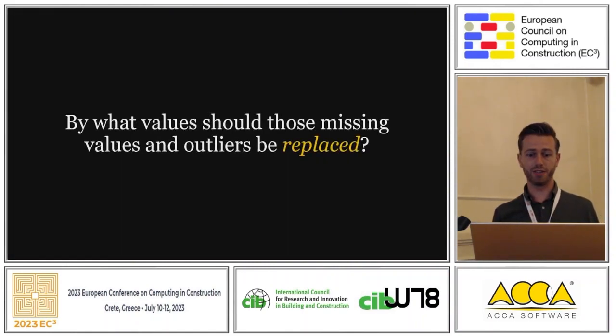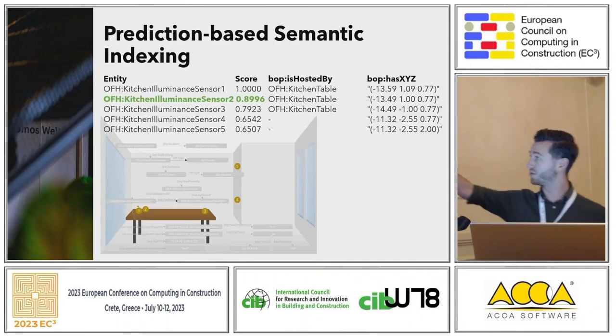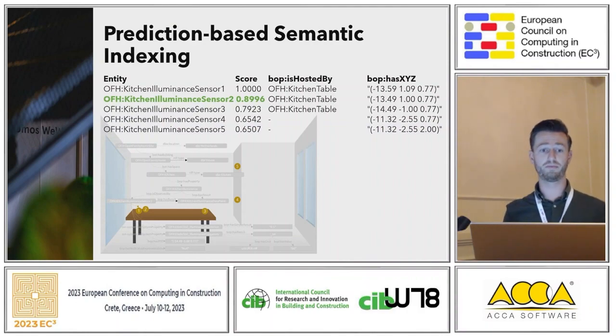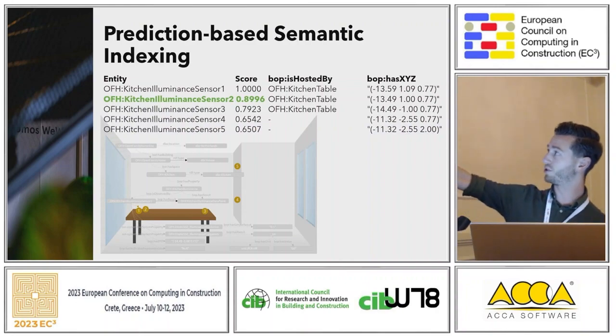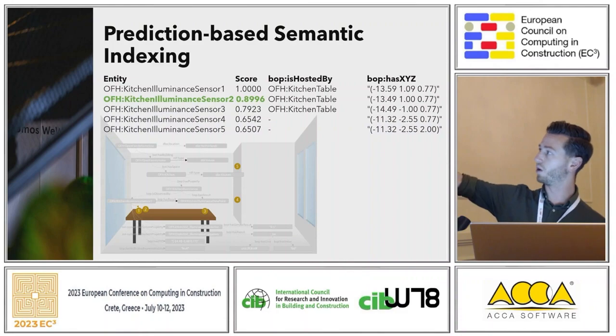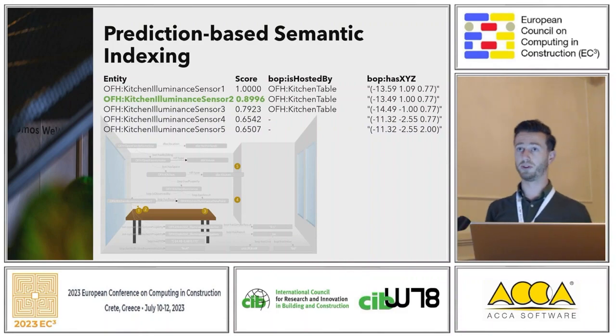So if we detect these things, how can we replace them? What we did with these 5 sensors is we used prediction-based semantic indexing. We create vector representations of the sensors in the graph and their relationships, so it's purely based on semantics. Then we ask which sensor is the most similar to sensor 1, which is the left one on the table. And then obviously sensor 2 was the most similar.